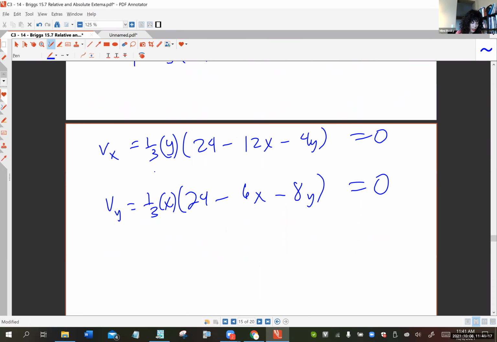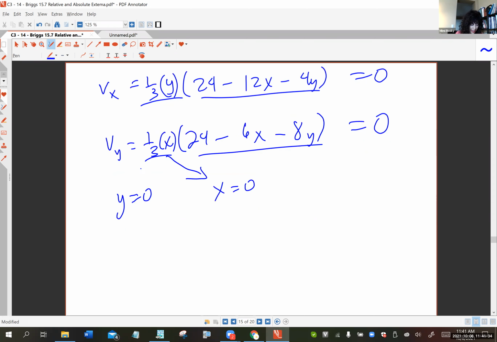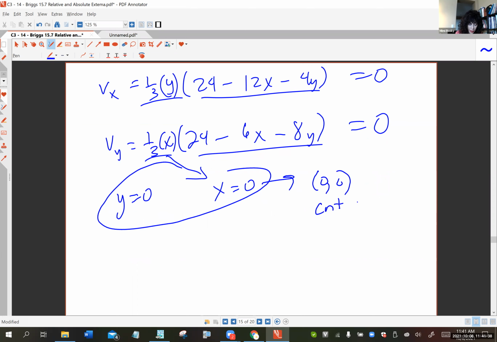Now, here's what I want you to notice. If you apply the ZPP to Vx, I hope you can see that y equals 0 is definitely going to make Vx go to 0. Okay, fine. If you apply the ZPP to Vy, I hope you can see that x equals 0 is going to make Vy go to 0. So I claim that 0, 0 is indeed a critical point.